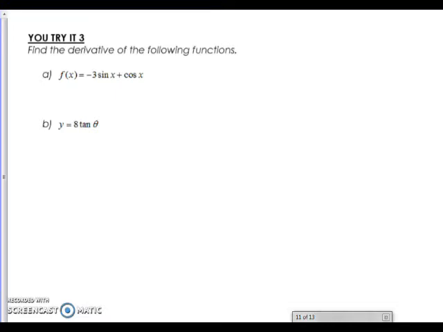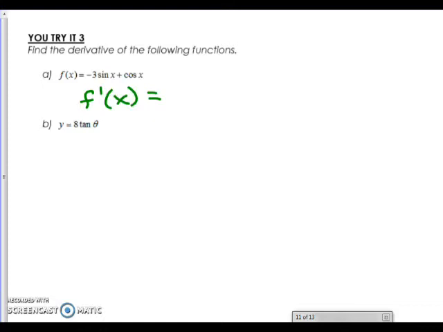So it says, find the derivative of the following. We're just trying to find the derivative, and one of the properties of derivatives was that we were allowed to take derivatives term by term. That's good news if you have something like part A here. It has trig functions, but they're separated by a plus sign, so I can take it term by term.